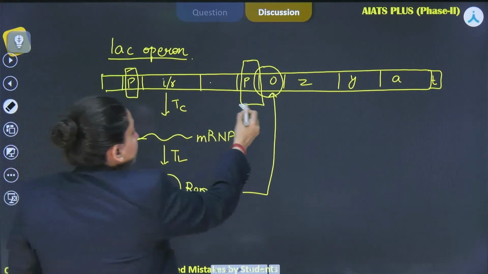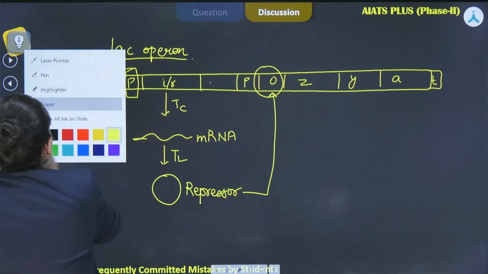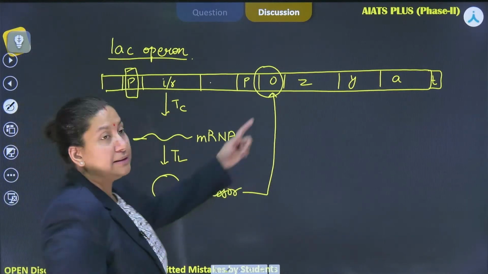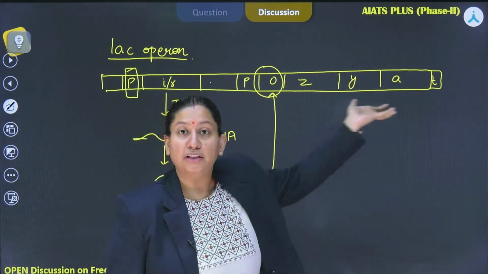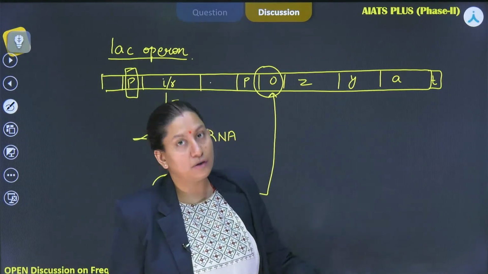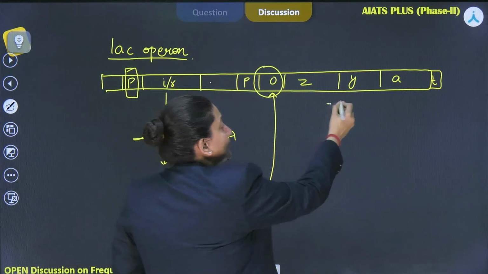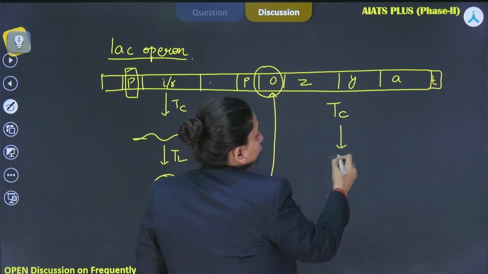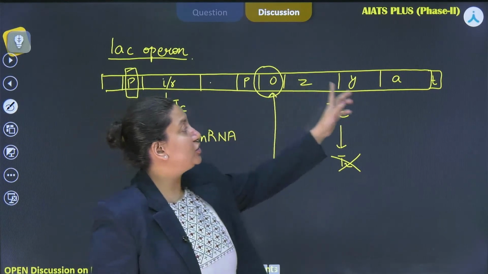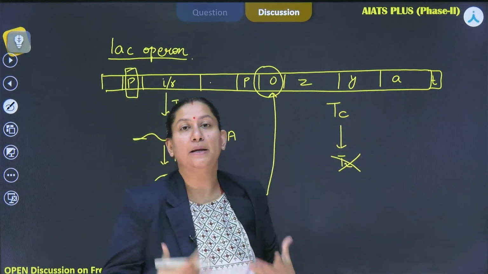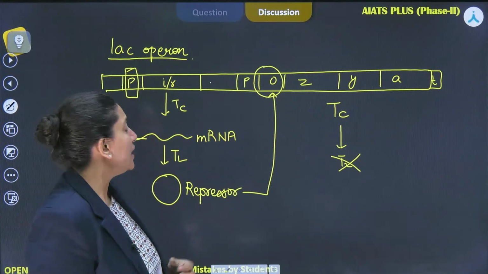And now, because this binding is not going to take place, do you think that transcription is going to take place over here for these structural genes? Of course not, right? So if transcription is not going to take place, of course translation is also not going to be there. And that is why these three structural genes won't be able to express themselves, right?